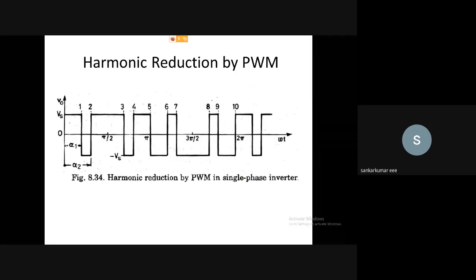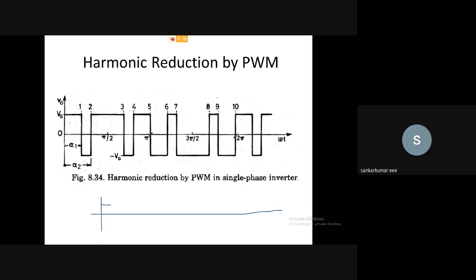And this is one of the bipolar, that is harmonic reduction by PWM. Bipolar means it will have positive as well as negative voltages. Here, this is your positive half cycle, the time period will be pi, and 2 pi will be your full cycle. Before the end of the full cycle at 2 pi, we will have a number of positive and negative pulses. Bipolar means it will have positive and negative waveforms.